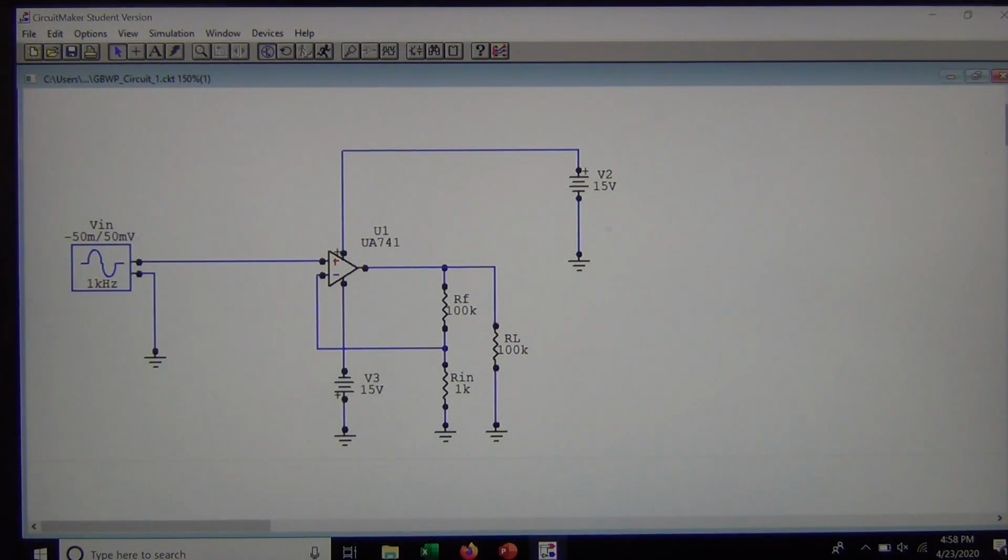It is again a standard 741 op-amp. It has an input sine wave of 100 millivolts peak to peak. It has an RF of 100K and an RN of 1K, which would indicate we should have a gain somewhere around 100. Actually, since we're going into the plus or non-inverting input, the gain should be 101. So let's run this.